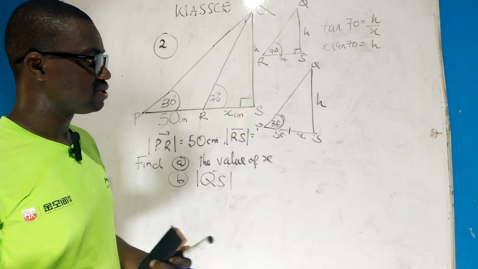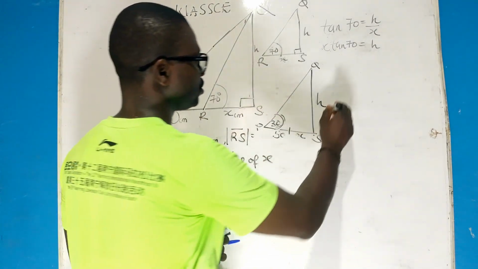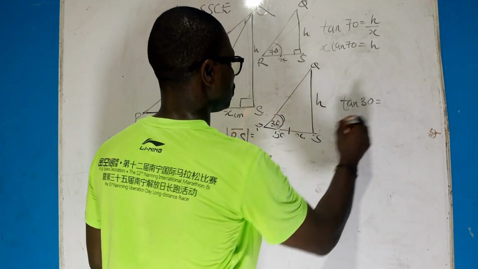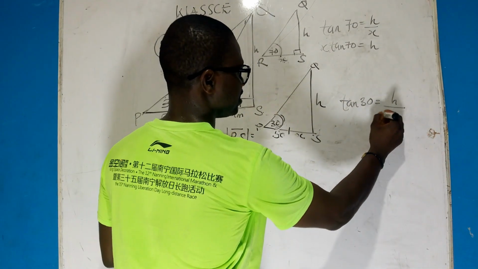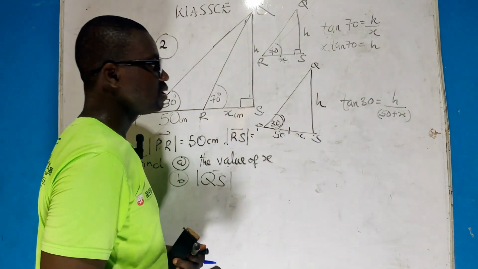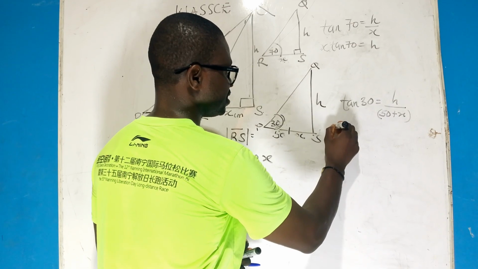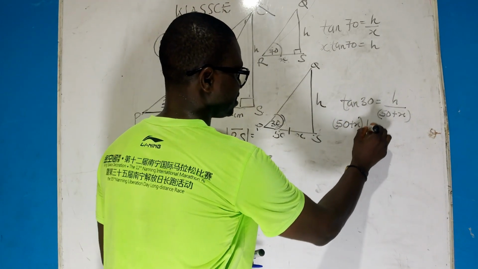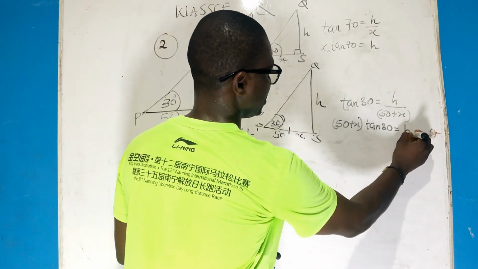All right, so let's create the relation. We are going to have our opposite similarly. So tan 30 is equal to opposite, which is the height, over our adjacent, which is 50 plus x. Let's make h the subject. So h, which is going to be 50 plus x tan 30, is equal to h.